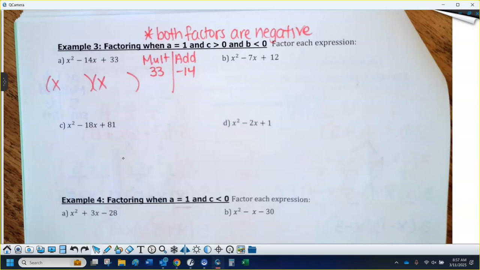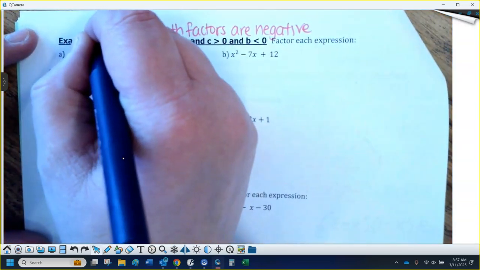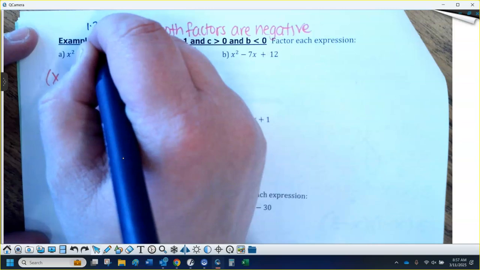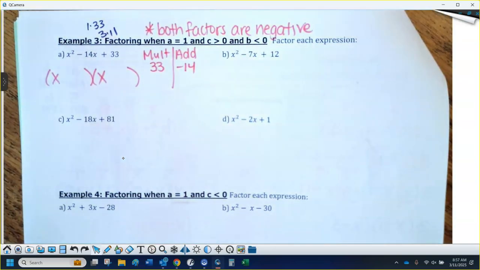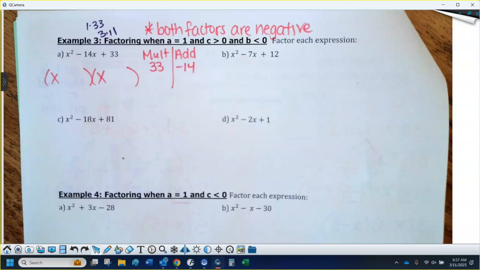Negative 10, negative 3, that'd give you 30. No, if you get tripped up, okay, 33. Let me think of numbers that multiply to get 33. I got 1 and 33, and we got 3 and 11. Those are really my only two options.